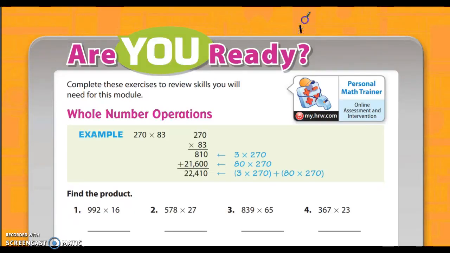This is page 234. This is the Module 9, Are You Ready? This is just going to review a few skills with you before we start the module. This page should go pretty quick. There's a few problems to do.